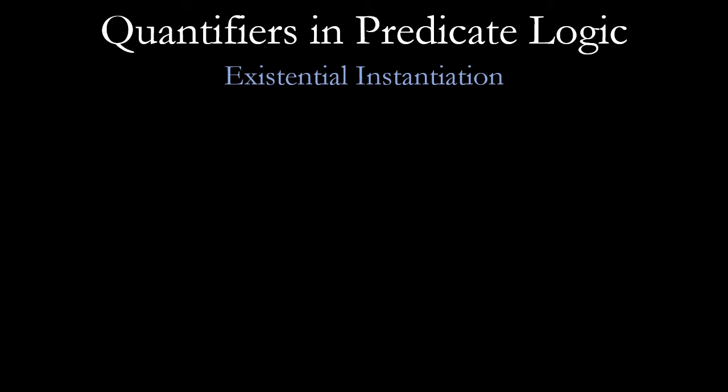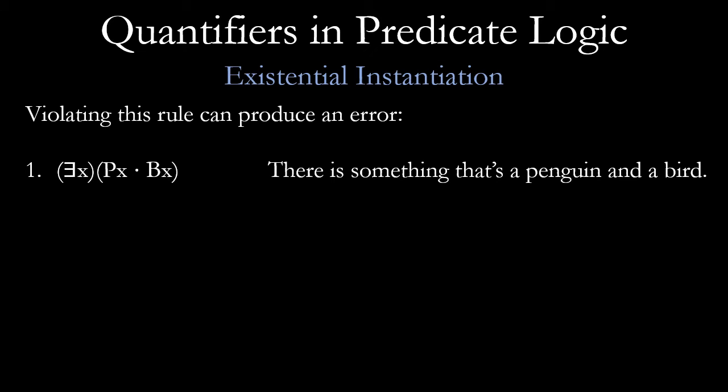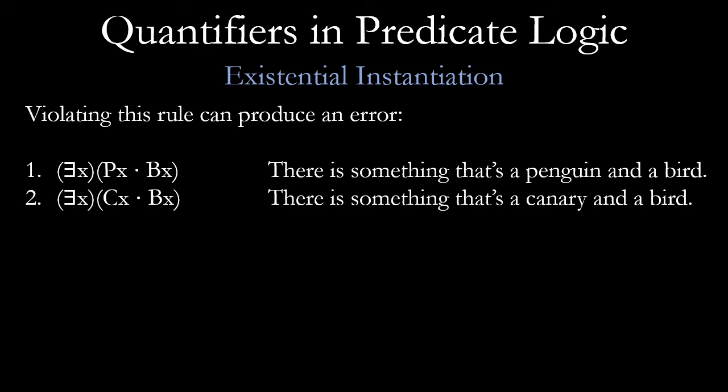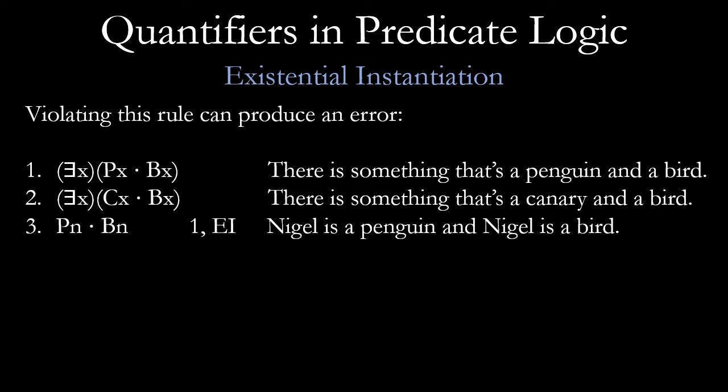So let me give you an example of why this can be erroneous. Another more specific example. So let's say there exists, again, something that is both a penguin and a bird, right? There is something that is a penguin and a bird. Well, let's say we also have an existential statement where we say there is something that is both a canary and a bird, right? So we've got there's something that is a penguin and a bird, and there's something that's a canary and a bird, right? Both of these are fine. They can exist together as logical statements.